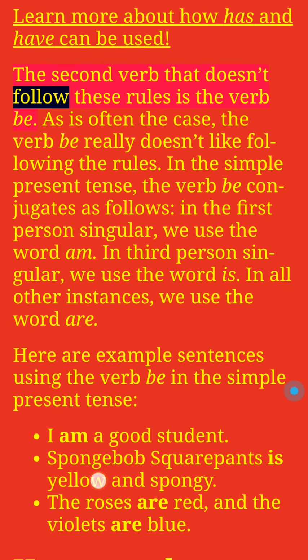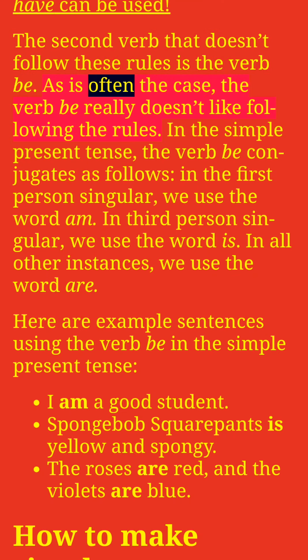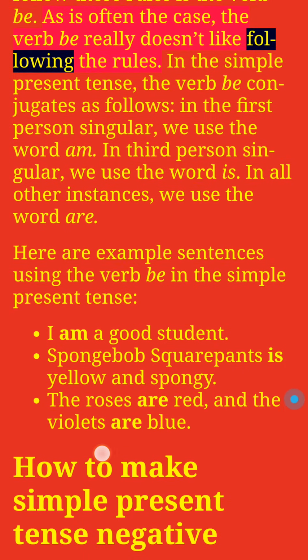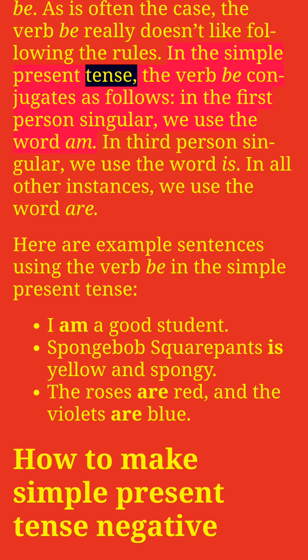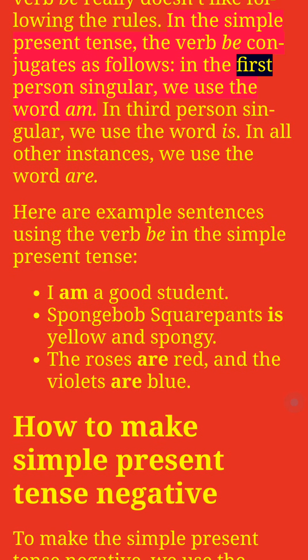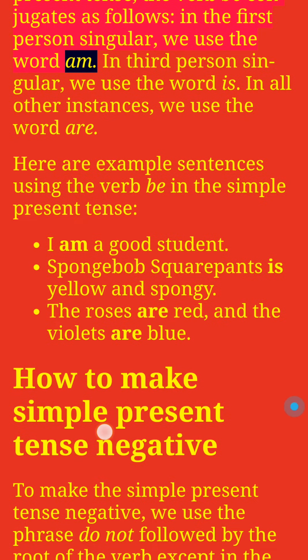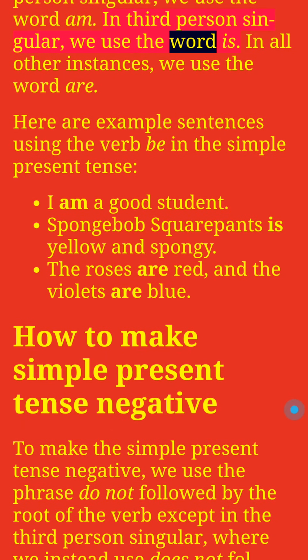The second verb that doesn't follow these rules is the verb be. As is often the case, the verb be really doesn't like following the rules. In the simple present tense, the verb be conjugates as follows. In the first person singular, we use the word am. In third person singular, we use the word is. In all other instances, we use the word are.